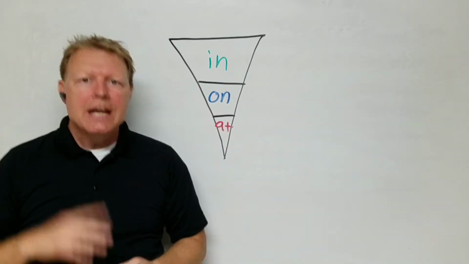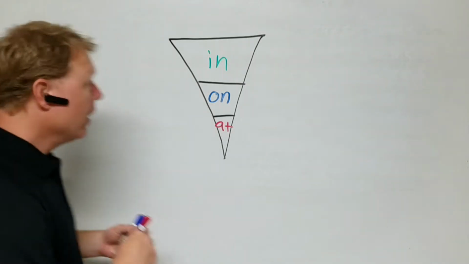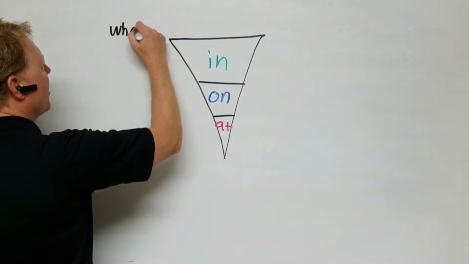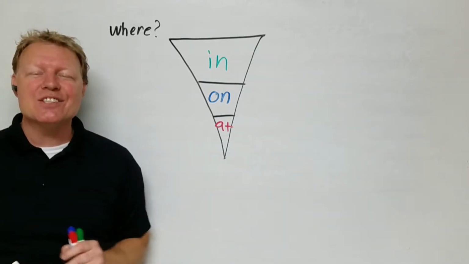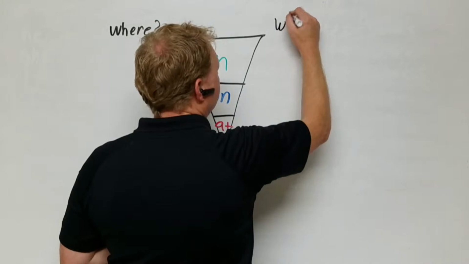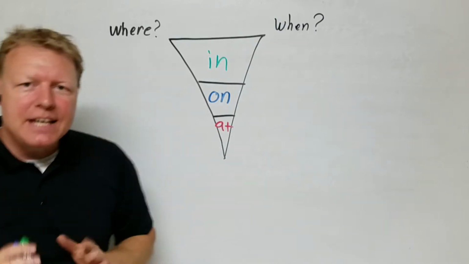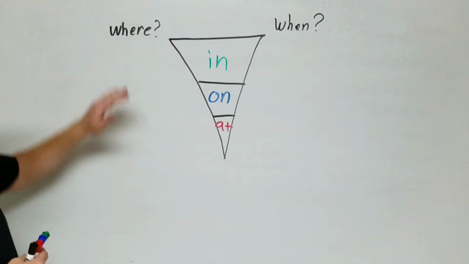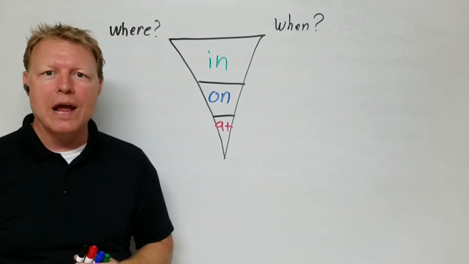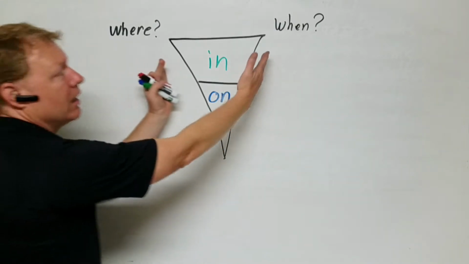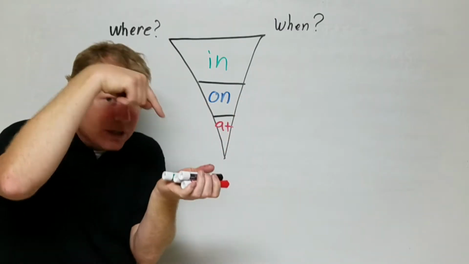Now we're going to use this in, on, at triangle to answer two questions. One, we're going to answer the question, where is something? And number two, we're going to answer the question, when is something? When does something occur? Now, the idea of the triangle is pretty simple. Let's think of the question where, okay? I'm asking, where is Venezuela? Well, Venezuela is in large places, it's on medium-sized places, and it's at very specific places.